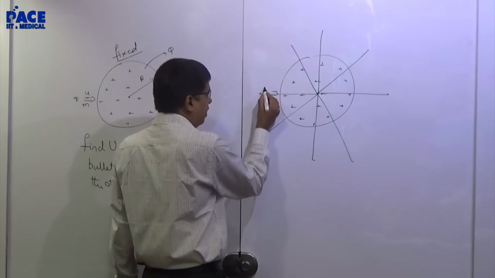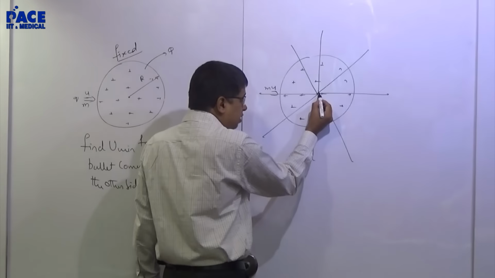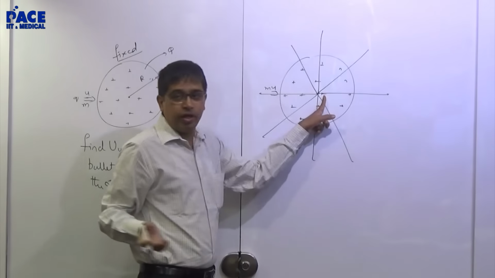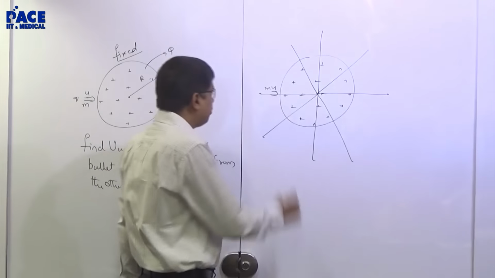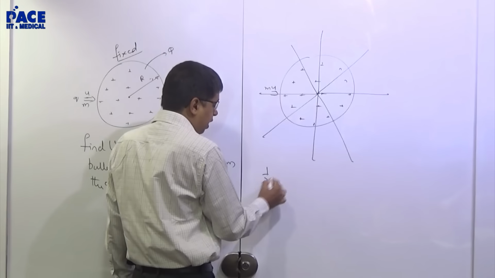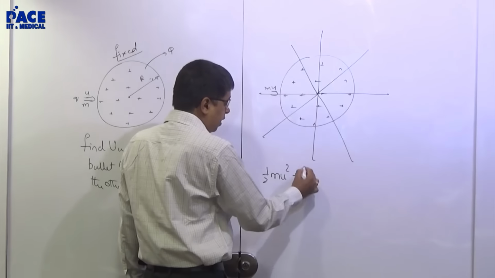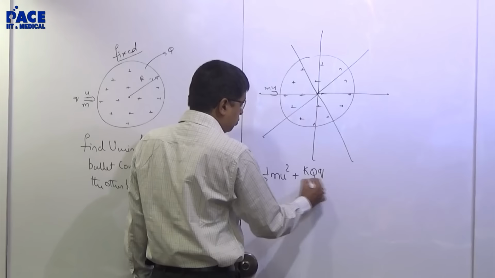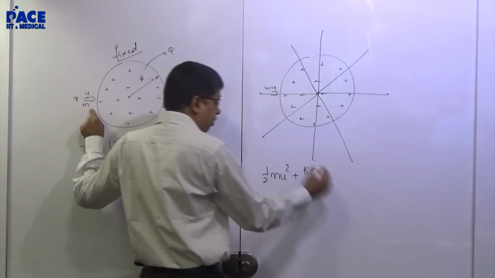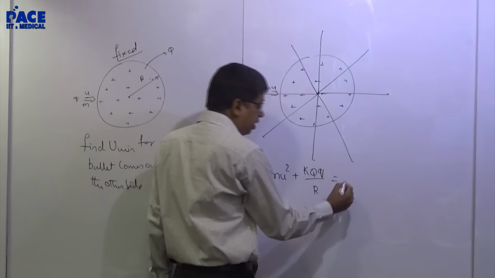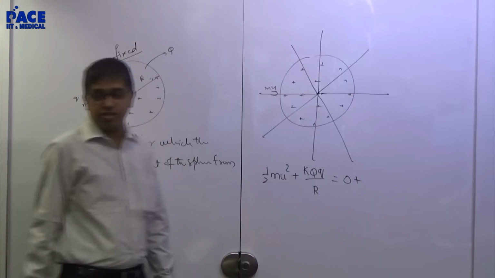Now if a bullet is entering here with a velocity of u, once it crosses this point, you don't need to give energy for it to move. The electrostatic field itself will push it. So you'll have to conserve energy here, half m u square plus k capital Q small q by r. Right, that's the electrostatic potential energy. It should reach the center.